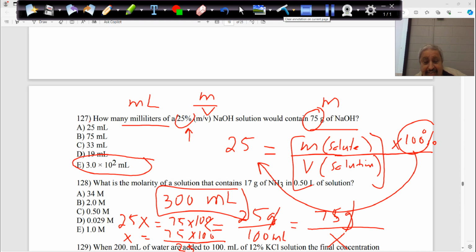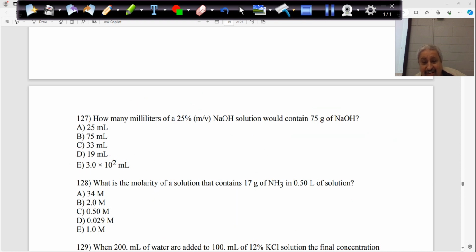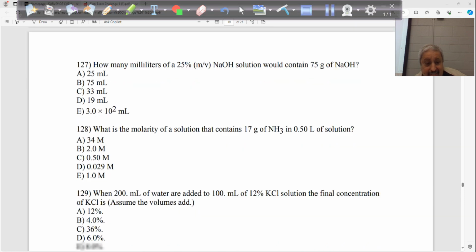So let's do 128, the molarity. This is chapter 5. It's the most time consuming chapter ever. So let's see here. Let's take this one here.